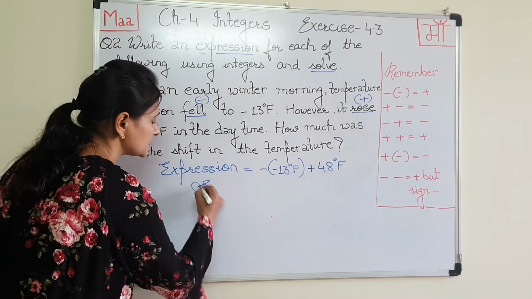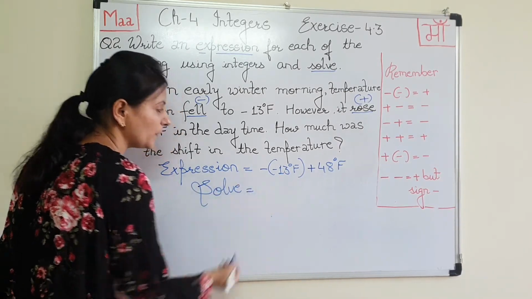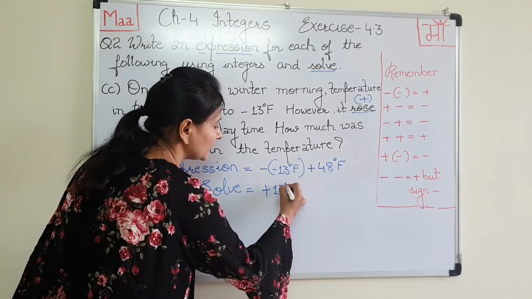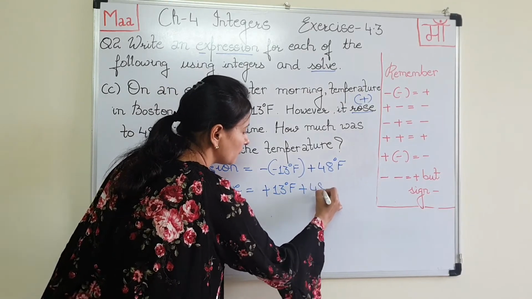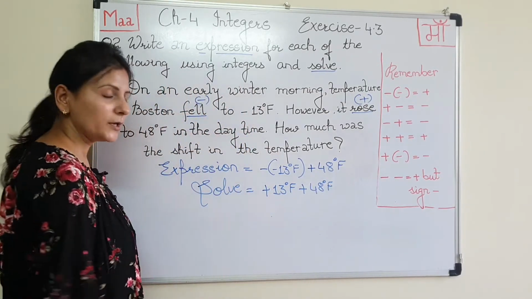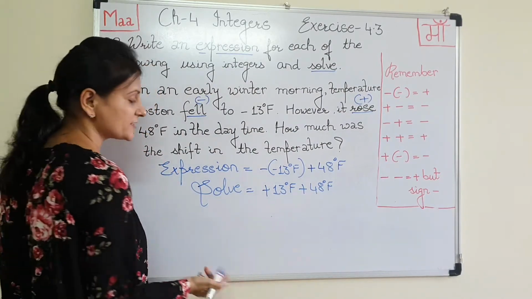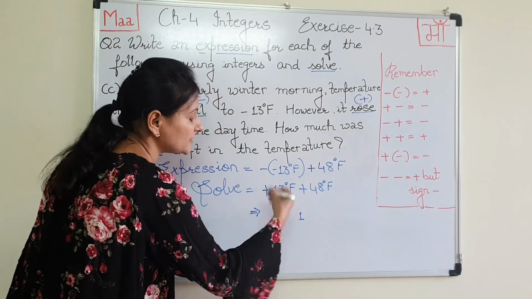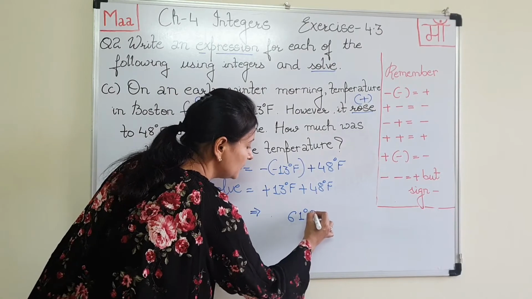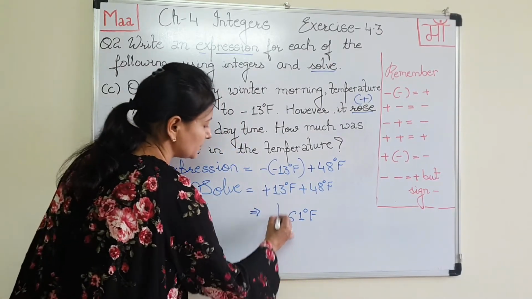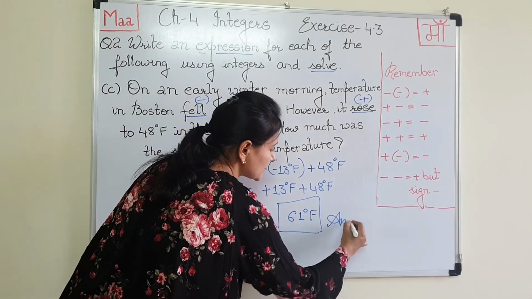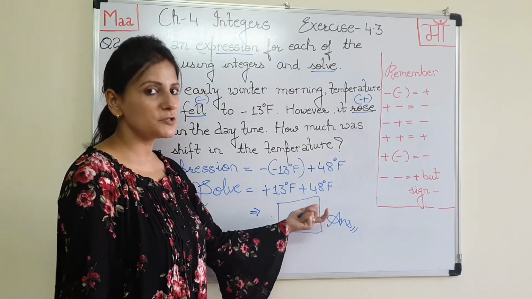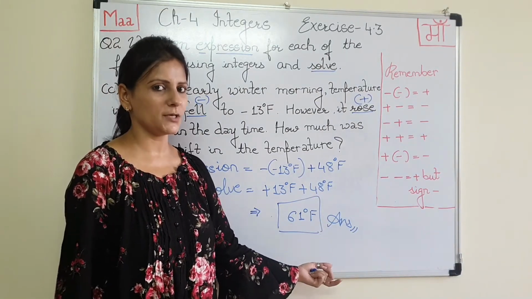Now how to solve it? See, first of all you can see the bracket. So open the bracket, minus outside and minus inside. So it will become plus 13 degree Fahrenheit plus 48 degree Fahrenheit. Okay, now both are with plus sign. So it's simple, we have to add it only. Add 8 plus 3 is 11, 4 plus 1 is 5 plus 1, 61 degree Fahrenheit. And when both are with plus sign, that means the answer will also come with plus sign. So how much shift was there in the temperature? There was total 61 degree Fahrenheit shift in the temperature. Okay students, got it?